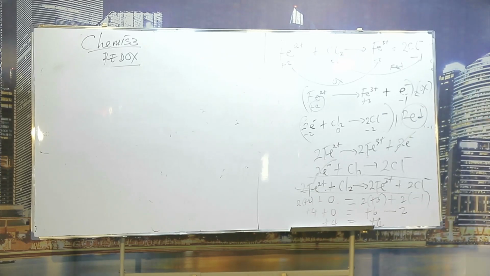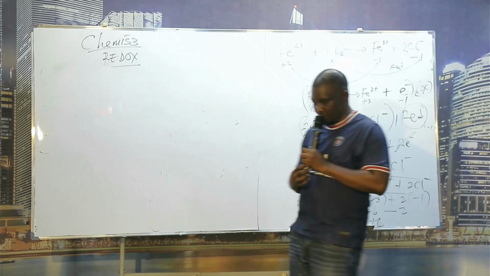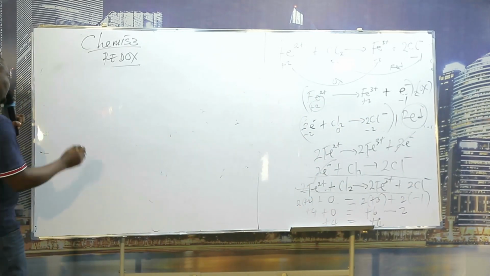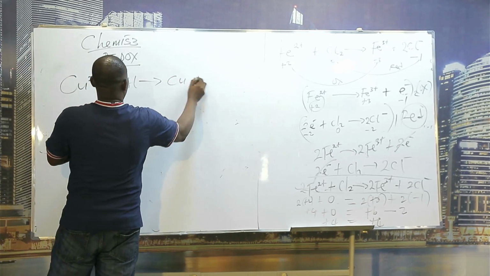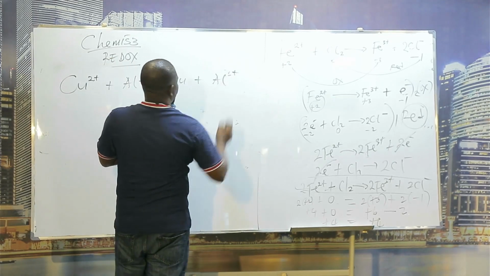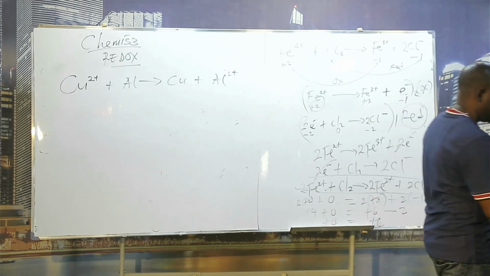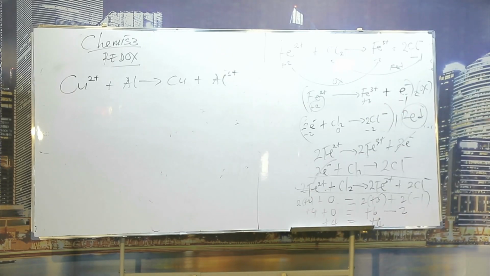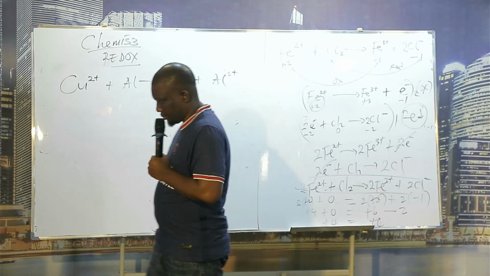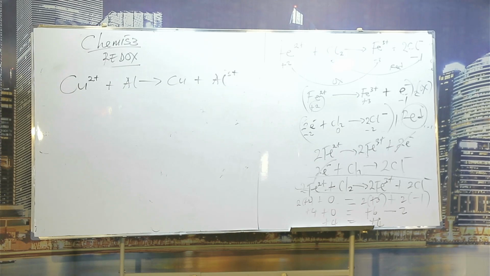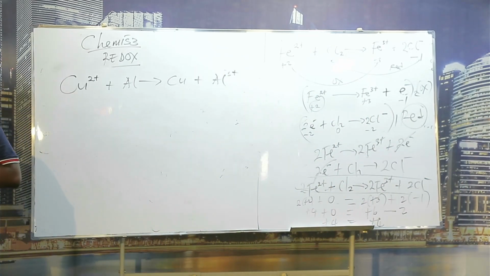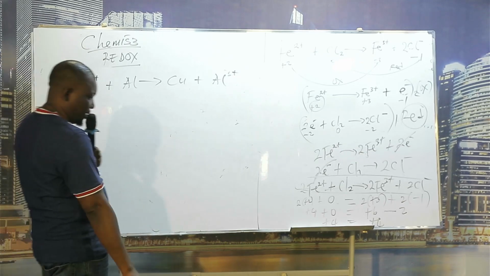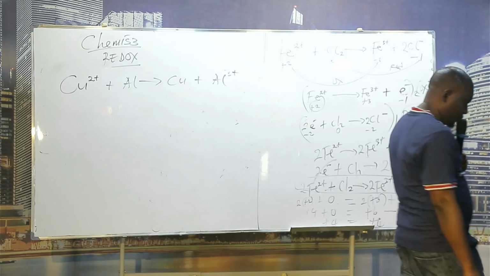Okay, now to know if you really are catching up from this, try and see if you can balance this one. Cu2+ plus Al gives Cu plus Al3+. This is for you to try yourself. And then after you balance, you state which one is oxidizing in the reaction and which one is reducing in the reaction.